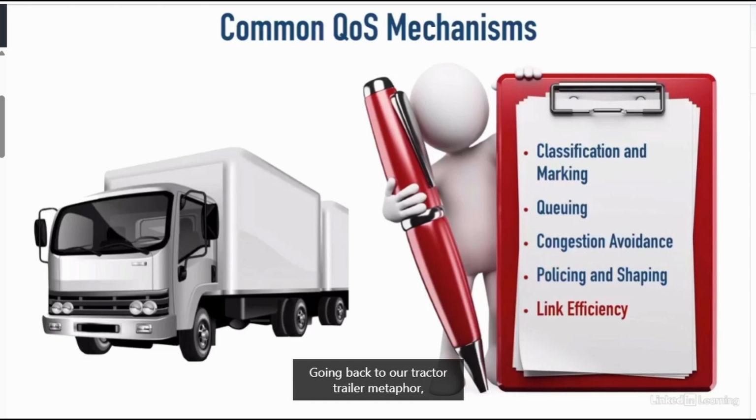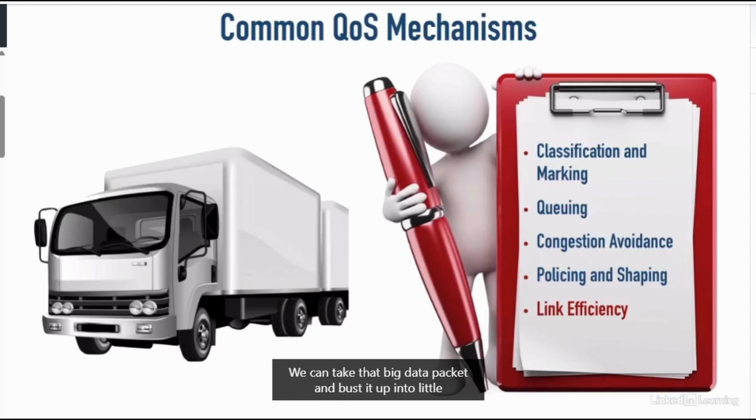Going back to our tractor trailer metaphor, instead of having one tractor with 3 trailers behind it, what if we put a tractor in front of each of the trailers? Now we've got 3 separate vehicles on the road. We've got 3 separate tractor trailer combinations. And in our little tiny sports car, we're nimble, we're agile. We could probably weave in and out and get ahead of 1 or 2 of those tractor trailers. That's what we can do with link fragmentation and interleaving.